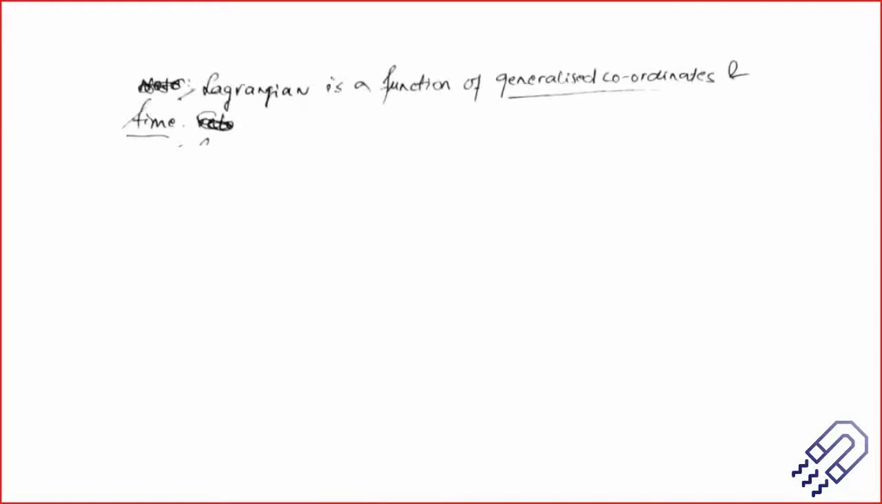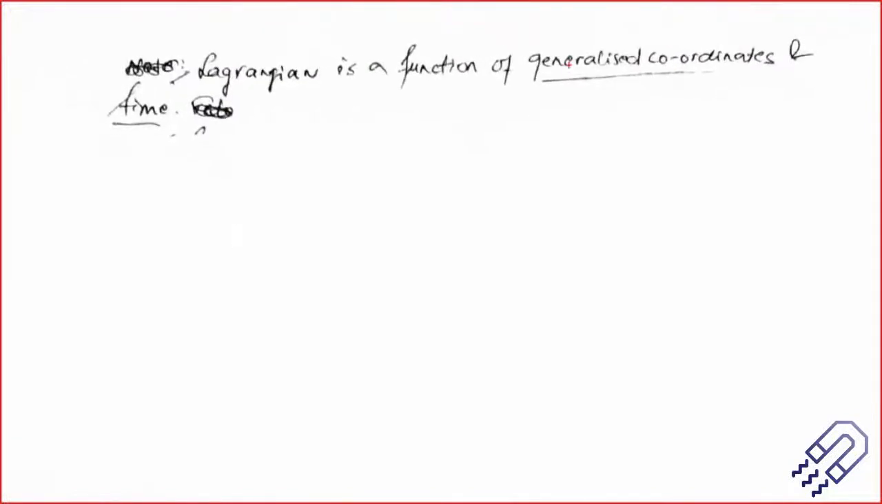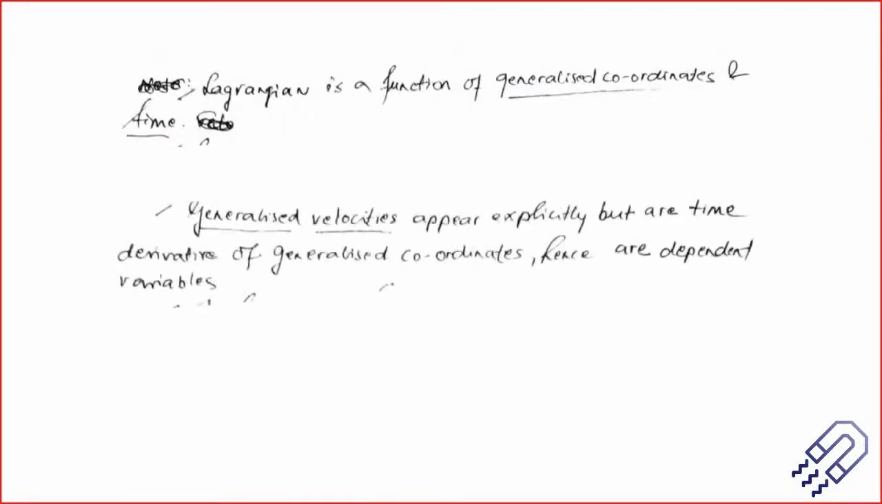In the last few classes, we have seen that the Lagrangian is basically a function of generalized coordinates and time, right? When we consider the Lagrangian to be a function of generalized coordinates and time, we understand that the generalized velocity, that is qj dot, comes in automatically, because it is basically a time derivative of the generalized coordinates. So we call them dependent variables.